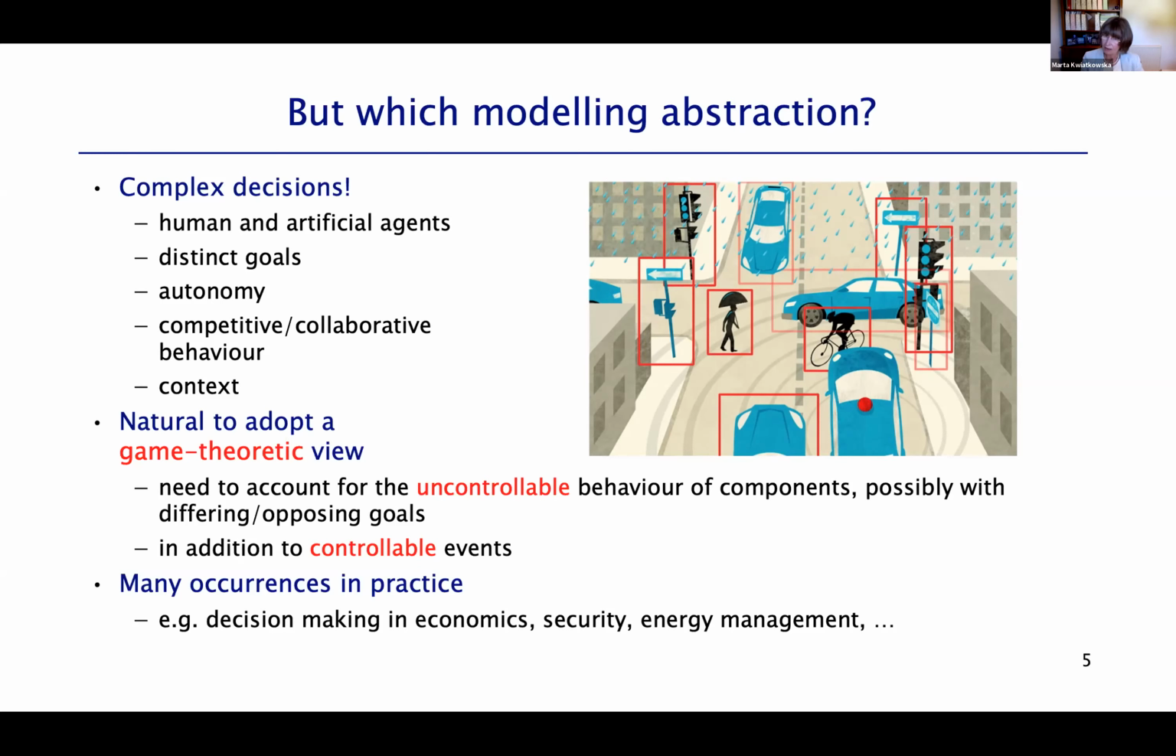Now, in these scenarios, economists tell us what we should consider is a game-theoretic view, and that shift is behind the extension of PRISM that I'm going to talk about. What we want to do is account for these uncontrollable events and distinguish them from controllable events, and synthesize strategies for different agents with respect to their different objectives and goals.